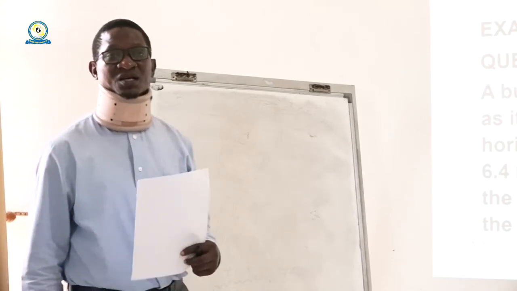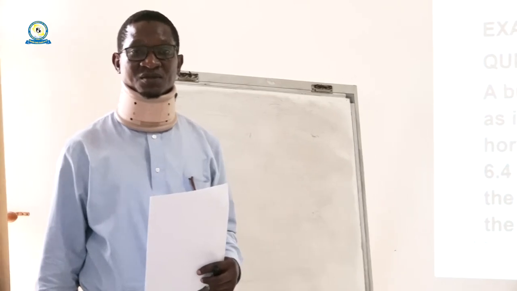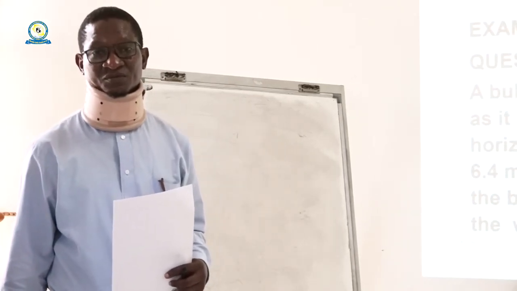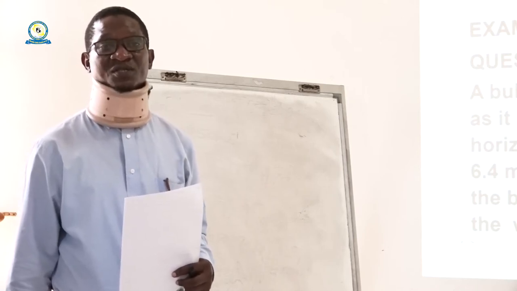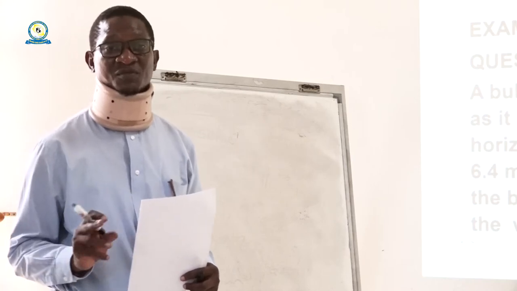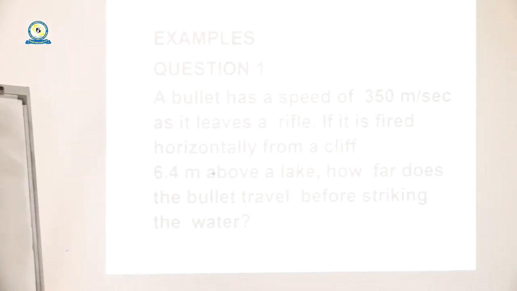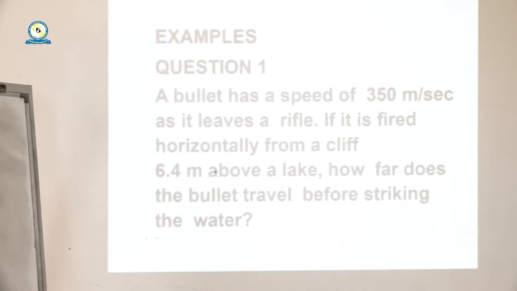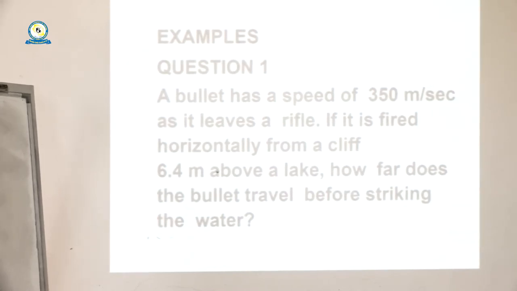First question, a bullet has a speed of 350 meters per second as it leaves the rifle. If it is fired horizontally from a cliff, we are told horizontal, it means this velocity is horizontal velocity and is constant. This velocity is Vx also, or V initial in horizontal direction. Cliff is something high, close to ocean, 6.4 meters above the lake. How far does the bullet travel before striking the water? This means range. We are asking about range.